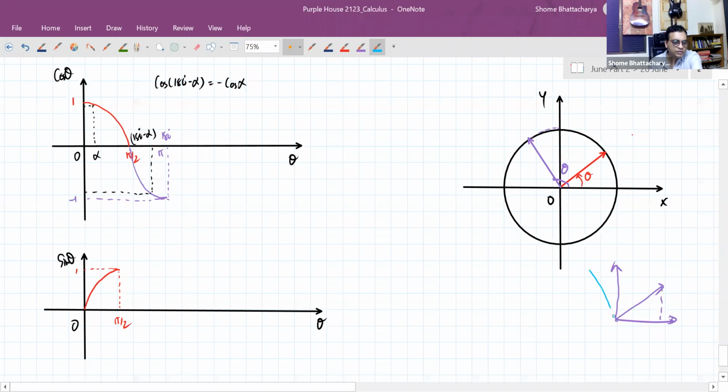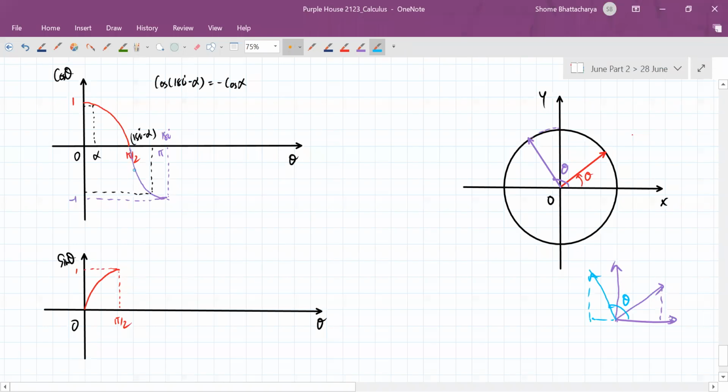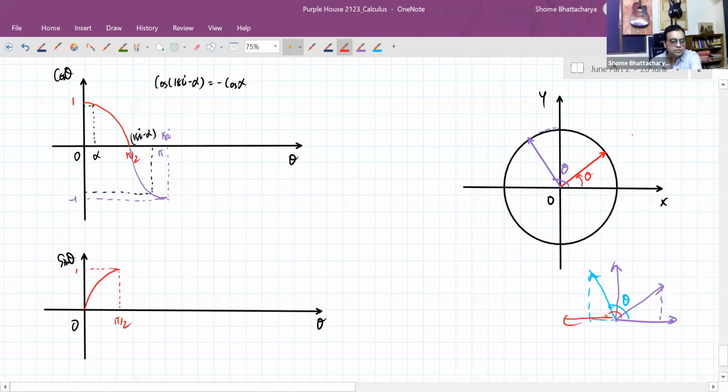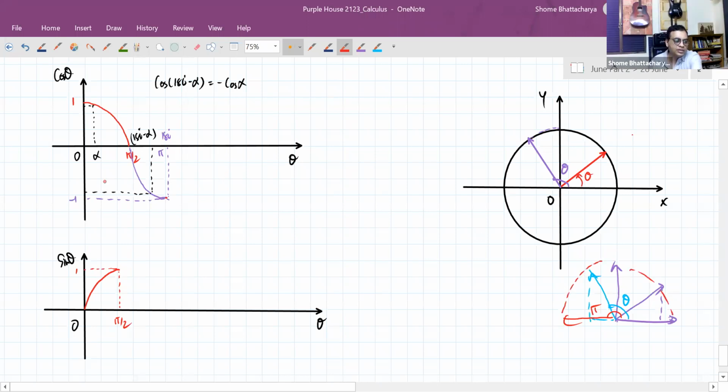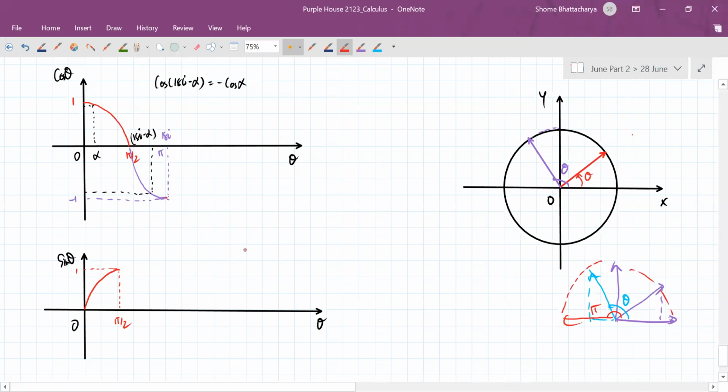Now see what happens the moment you've gone beyond 90, the moment it's become an obtuse angle. What about the x component? It's gone to the negative side. So on the graph, where should cos theta go? It should go on the negative side. And by the time you reach theta equal to 180, that is pi, the x component has become -1. So this part is a symmetric part to that part, but on the negative side. It's like a mirror image on the negative side. Got it now? Yes, sir.